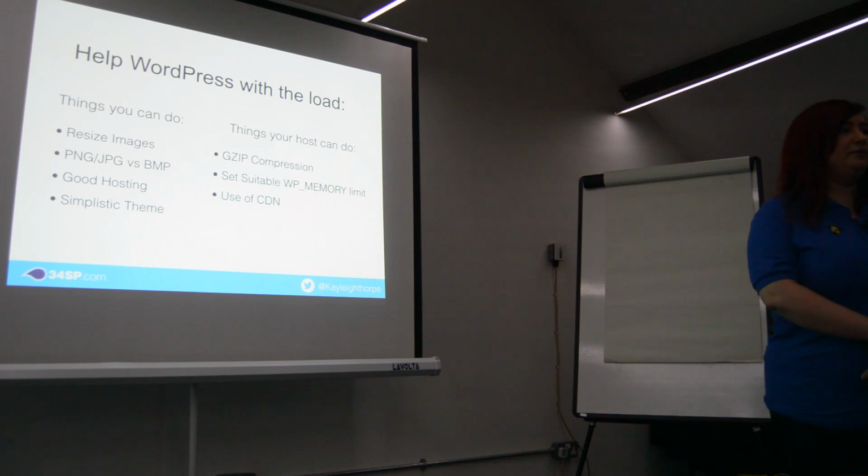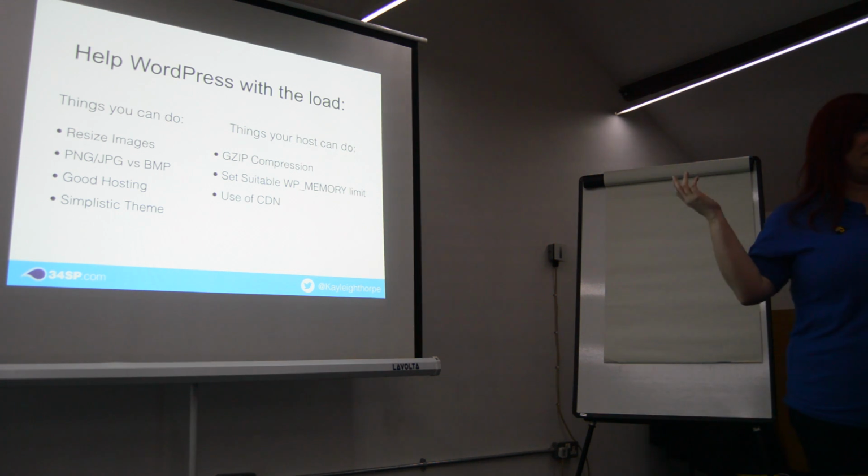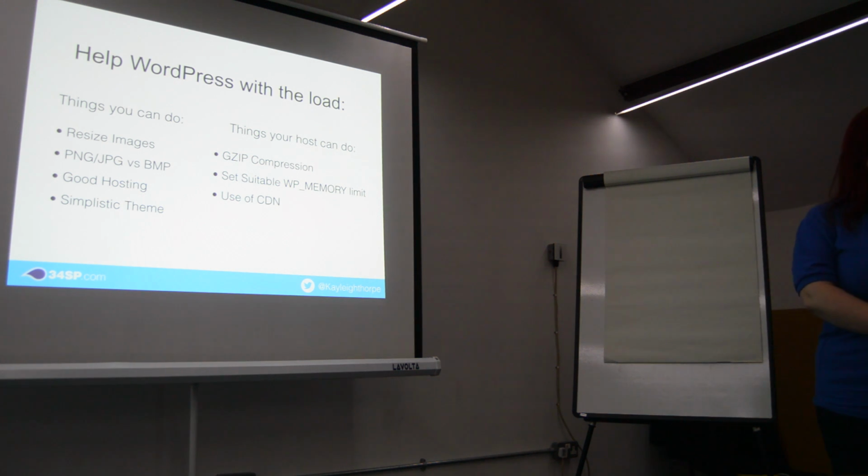There's also things your host can do. Most hosts by default will allow gzip compression, which just helps with the upload of your images. You can usually activate it in your htaccess file, but it's just there by default for quite a lot. You should also set a suitable WP memory limit. The reason I say suitable is because you get a lot of plugins and themes which say you need to set it to this crazy high number, and a lot of the time they don't actually use that much memory. So it's always best to ask your host what a suitable memory limit is, because you don't want to set it to anything too crazy, but at the same time you don't want it to have hardly any memory to it.